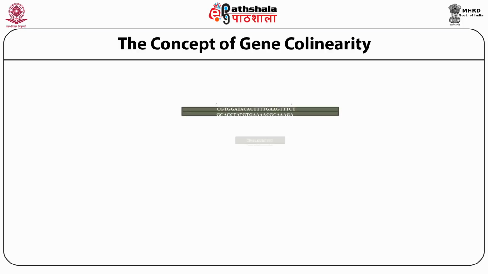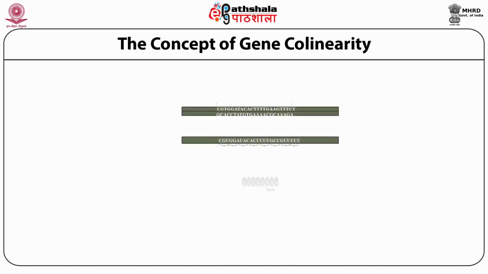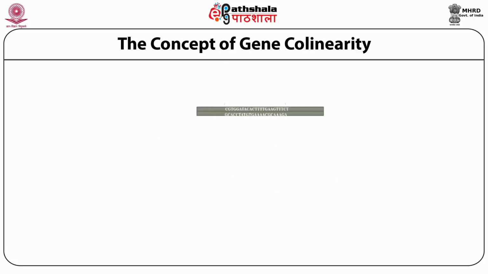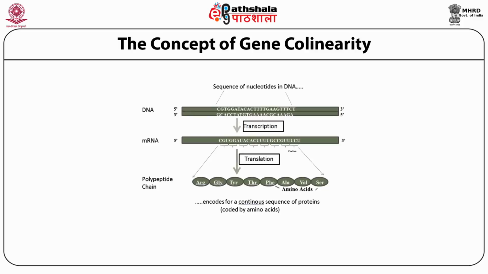The concept of gene colinearity. According to the concept of colinearity, the number of nucleotides in DNA should be proportional to the number of amino acids in the protein coded by that gene sequence. However, an ambiguity was observed in the DNA of the eukaryotes.